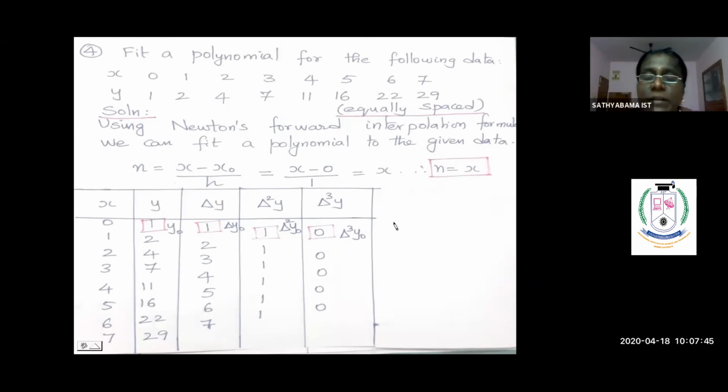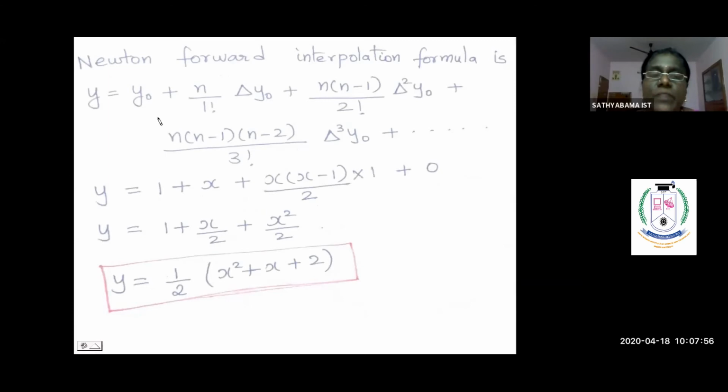And if I go on to write del power 4, del power 5, del power 6 also, my entries will be 0. So I'm not showing that in the table. And therefore, we are going for writing the formula: y naught plus n into del y naught plus n into n minus 1 by 2 factorial del square y naught plus n into n minus 1 into n minus 2 by 3 factorial into del cube y naught, etc.